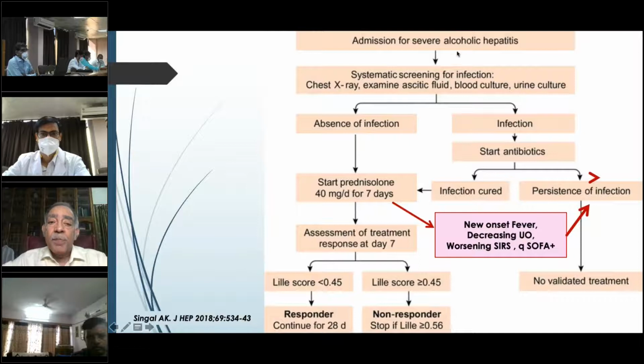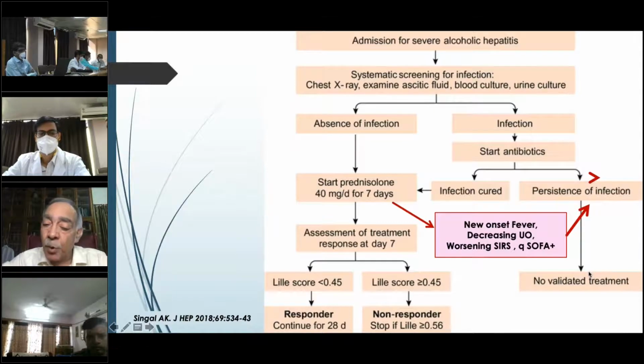So people with severe alcoholic hepatitis need a systematic screening for infections. If infection is present, you need to start antibiotics, and if it is cured, the patient can then move on to steroid therapy, as we've already discussed. However, on steroids, if a new infection appears, as manifested by fever, decreased urine output, worsening SIRS, worsening SOFA scores, then again you treat with antibiotics and if the infection is cured, we can come back to steroids. And if not, well, we are in unknown territory.